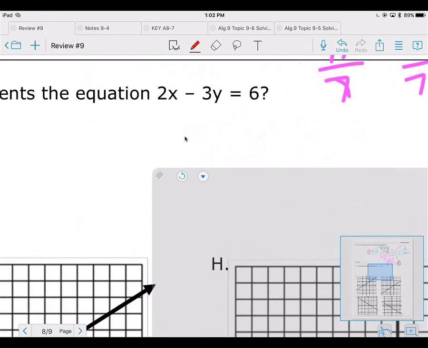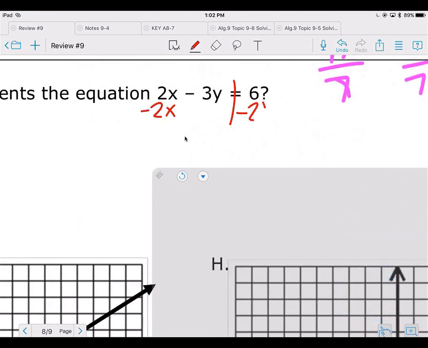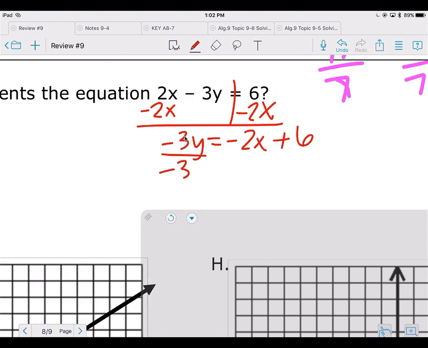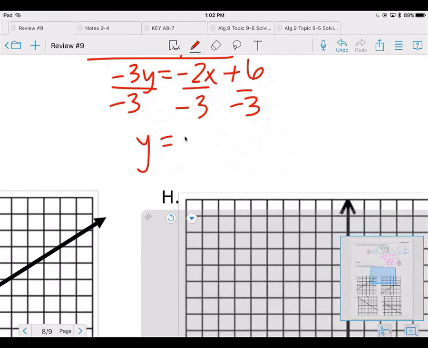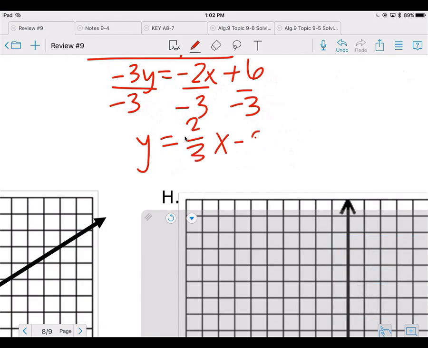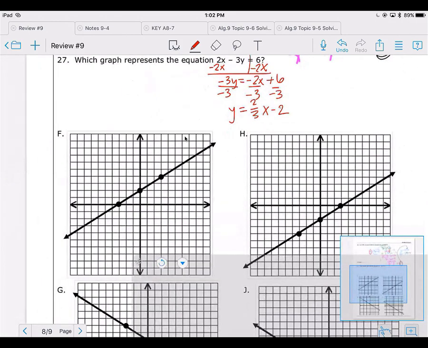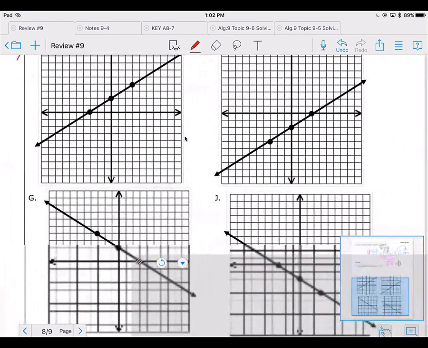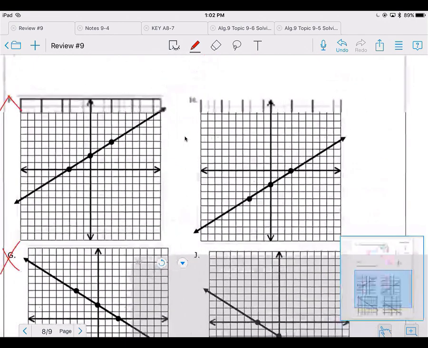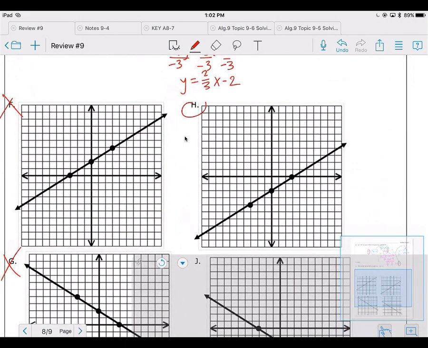27, we need to solve for y, so we subtract 2x from both sides. -3y equals -2x plus 6. Divide by -3. So y equals 2/3 x minus 2. So I'm looking for something that starts negative on the y-axis and then has a positive slope. H is the only one that starts negative on the y-axis and has a positive slope.